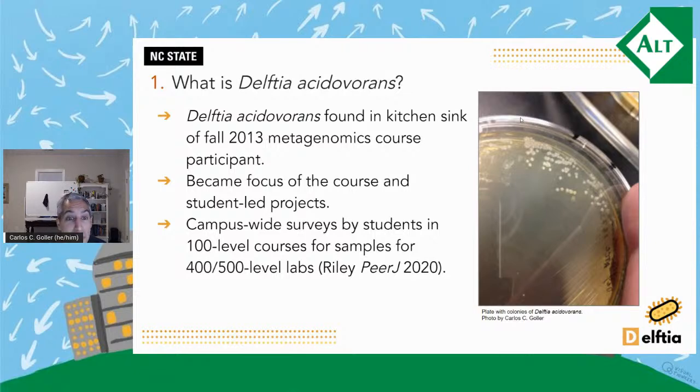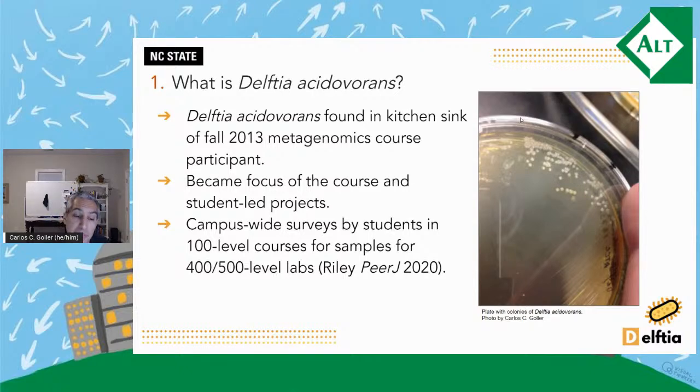So I became obsessed with this organism because I said, what is it doing in our kitchen sink? And it really became a catalyst to encourage students to learn more about the unique microbes around us. So it turns out we did campus-wide surveys with introductory classes that enroll hundreds of students. We gave them swab kits. We then processed the swabs in the high throughput discovery class and then analyzed the microbes in the metagenomics class.